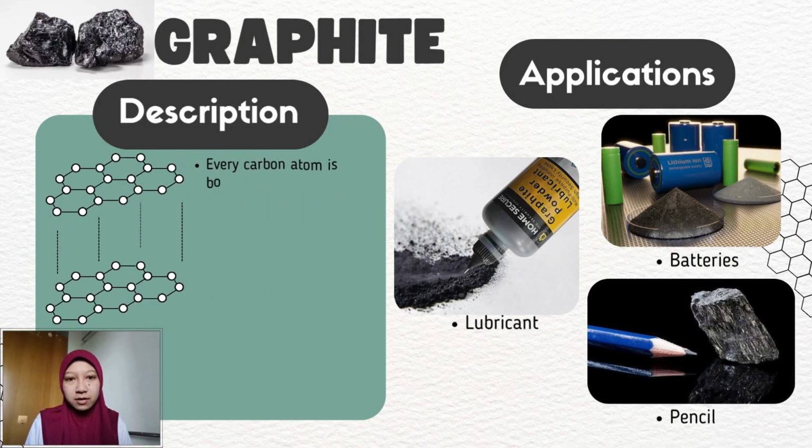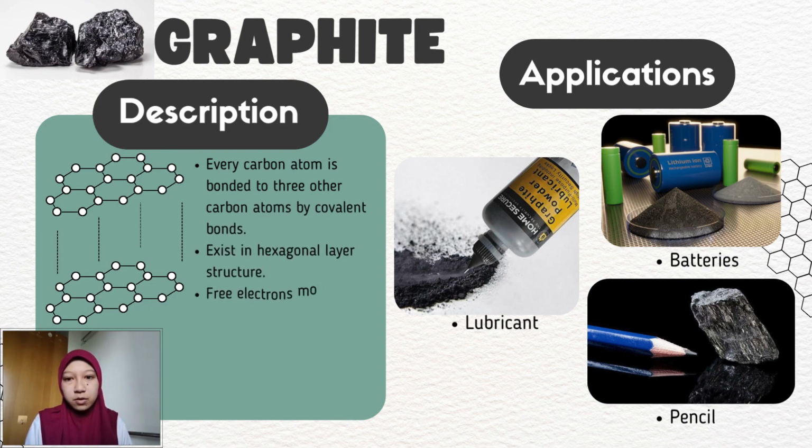In graphite, every carbon atom is bonded to 3 other carbon atoms by covalent bonds. It exists in a hexagonal layer structure. Free electrons move continuously within the entire layer of graphite. Thus, it is a good conductor of electricity. Graphite is black, soft, brittle, and slippery. In daily lives, graphite is commonly used in lubricants, batteries, and pencils.